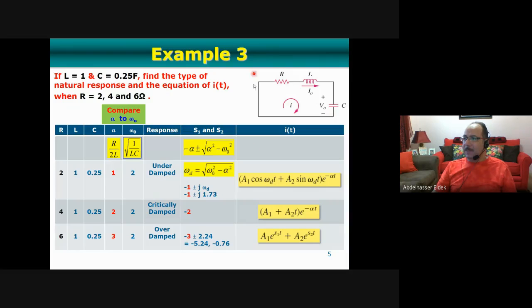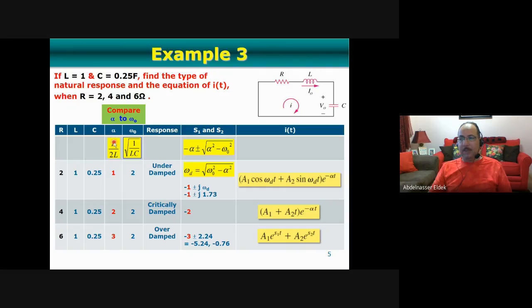For example, if we have this circuit with R, L and C, where L is 1, C is quarter, and R equal to 2, 4 and 6, you need to calculate I. How do you calculate I? You need to calculate alpha and omega using the formulas. Here R is 2, 4, 6, L is just 1, C is quarter.